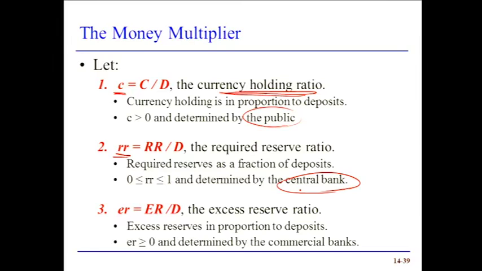And then finally, we have our excess reserve ratio, ER, which is the amount of excess reserves relative to deposits. Right? So the excess reserve ratio. This is going to be determined by commercial banks. How much do they want to hold?